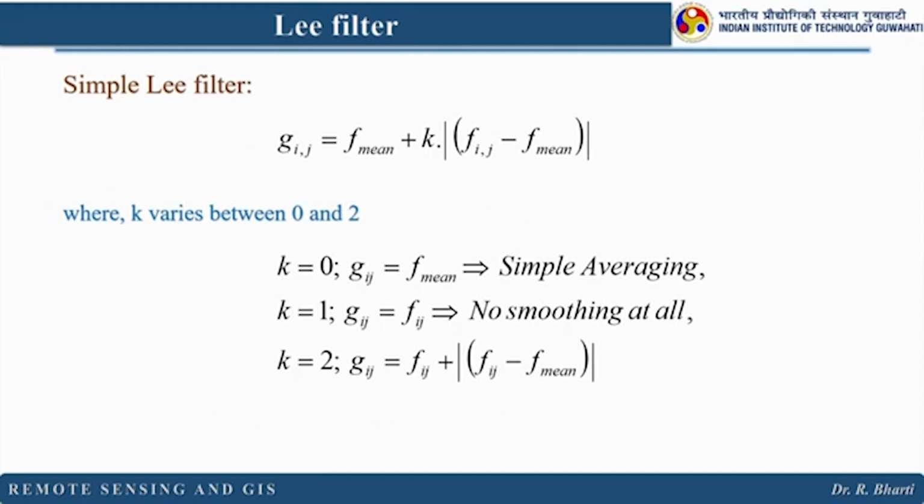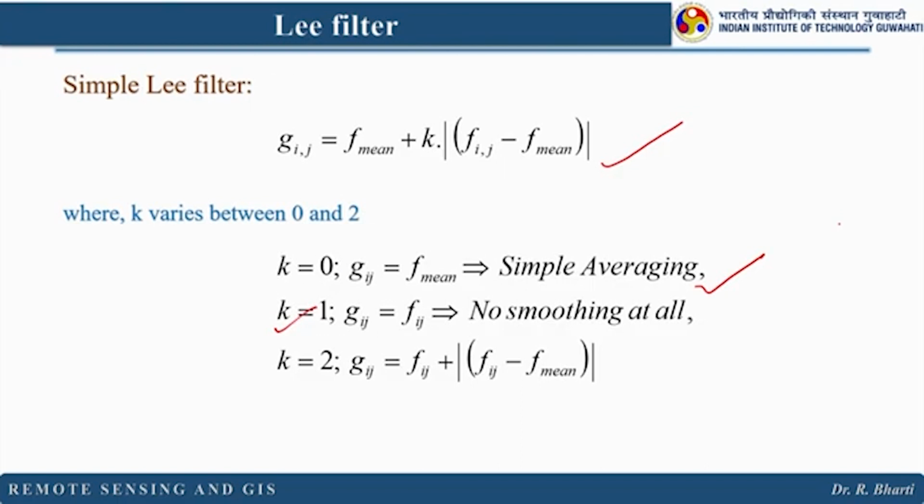So, this is the general expression of the simple Lee filter, where k varies between 0 to 2, right. When you are using k equal to 0, it is simple averaging, and when you do not want to do any averaging, then you have to use k equal to 1, right. So, this is the simple Lee filter.